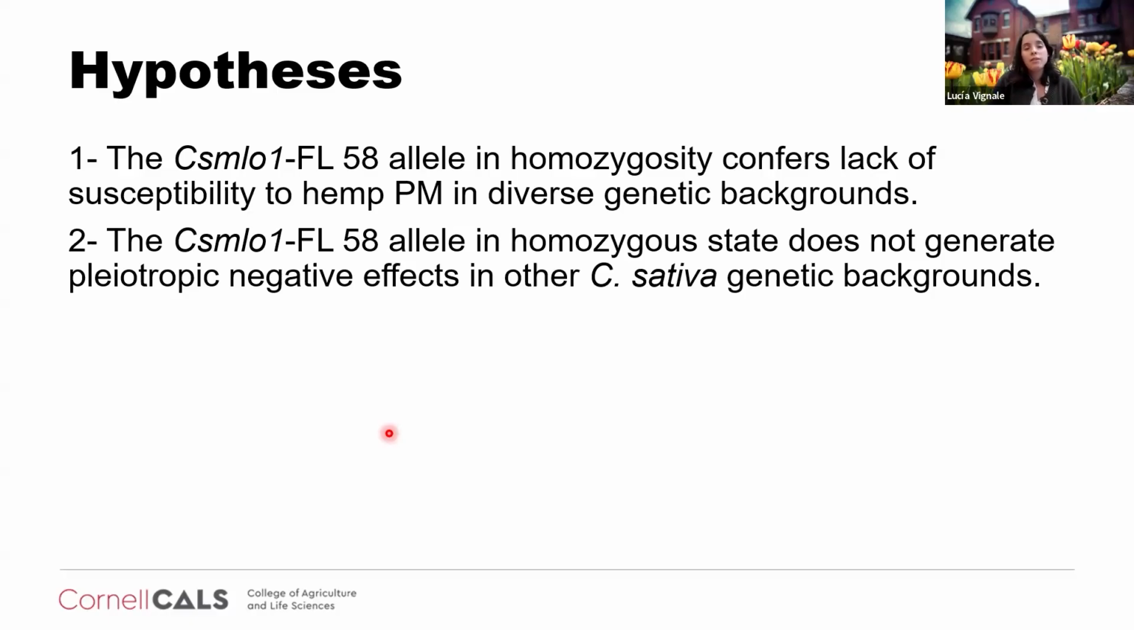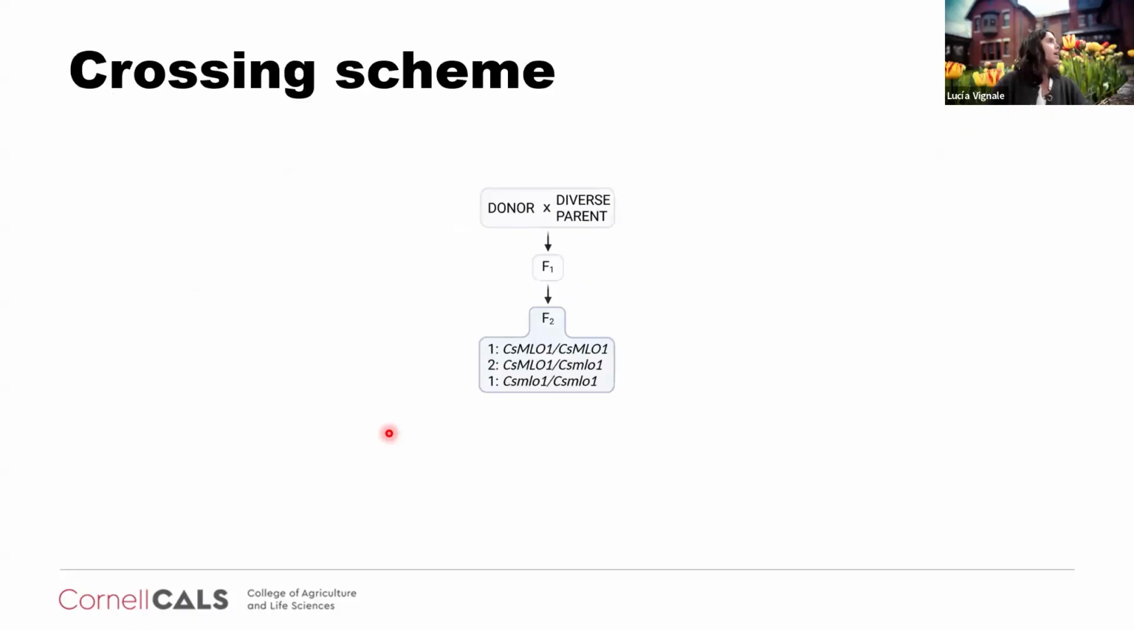And this is because in FL58 we are not seeing them, but we want to check that it won't happen if we start trying to introgress this allele into other plants that are very different from FL58. So how did I go about this?